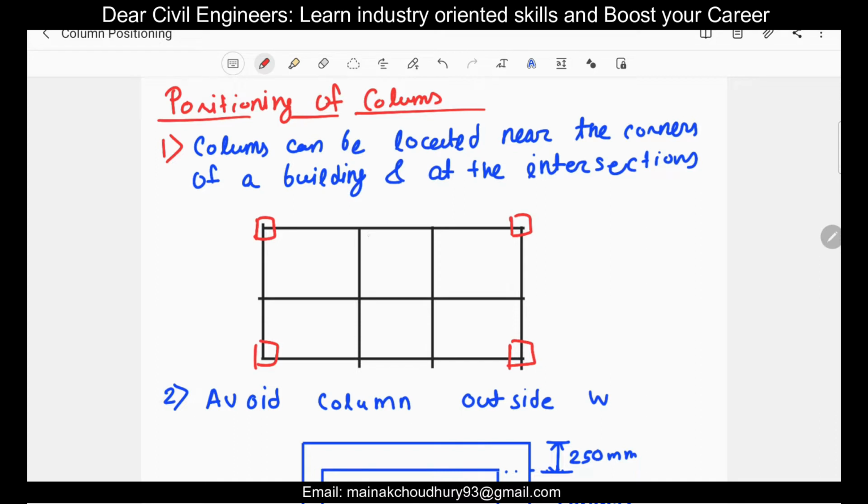And also, suppose these are the walls. If there are walls, then there will be beams below the walls. So wherever the walls intersect, we can provide the columns, because ultimately the beams will also intersect. So we can provide the columns like this. So this is a start. It doesn't mean that below every intersection we should provide a column, but these are the locations where we can provide. It is not necessary that we must provide at all intersections.